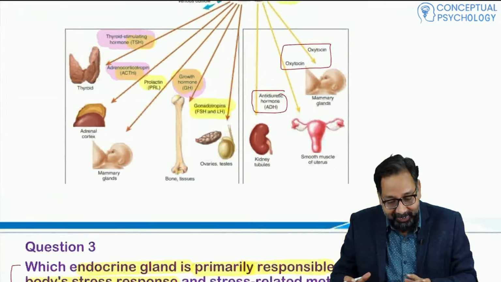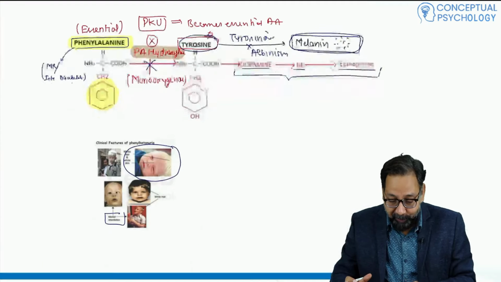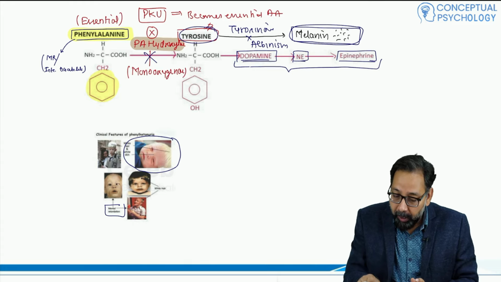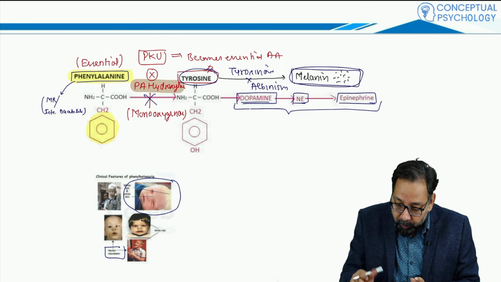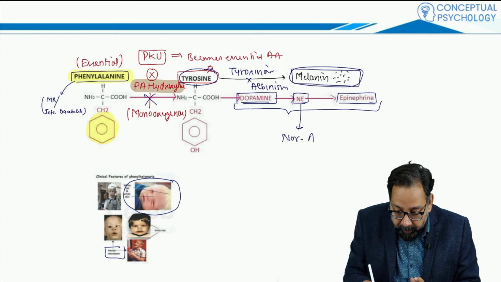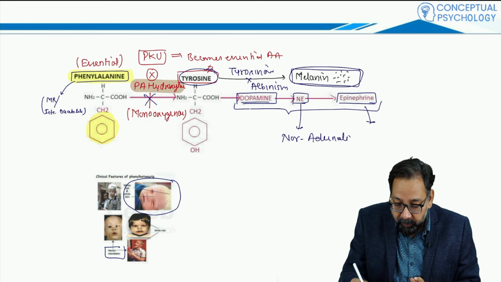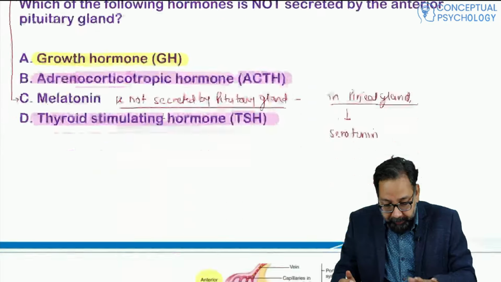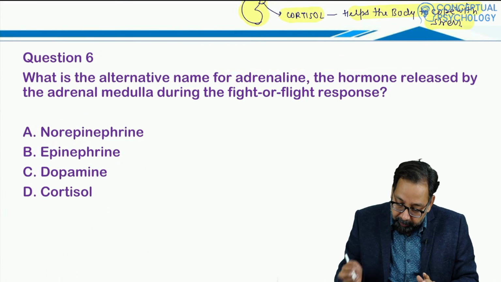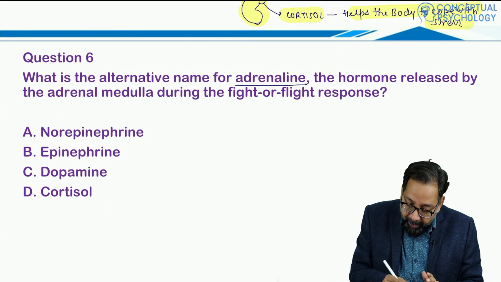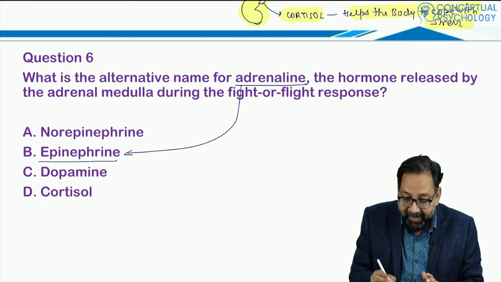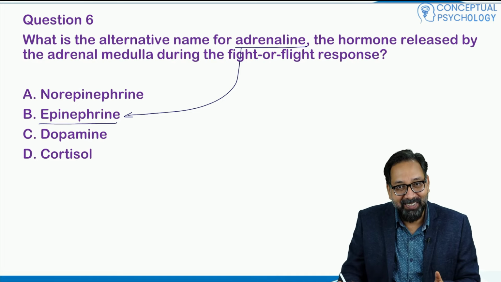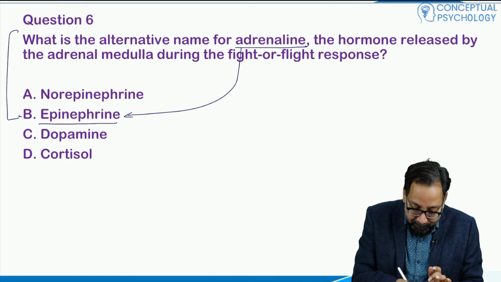We have already discussed that tyrosine is further converted to dopamine, norepinephrine, epinephrine. These are catecholamines. Norepinephrine is also called noradrenaline. Epinephrine is also called adrenaline. So in this question, they have asked another name for adrenaline, that is epinephrine. Noradrenaline is norepinephrine. Cortisol we know is responsible for the stress response. So in this, the answer is B.